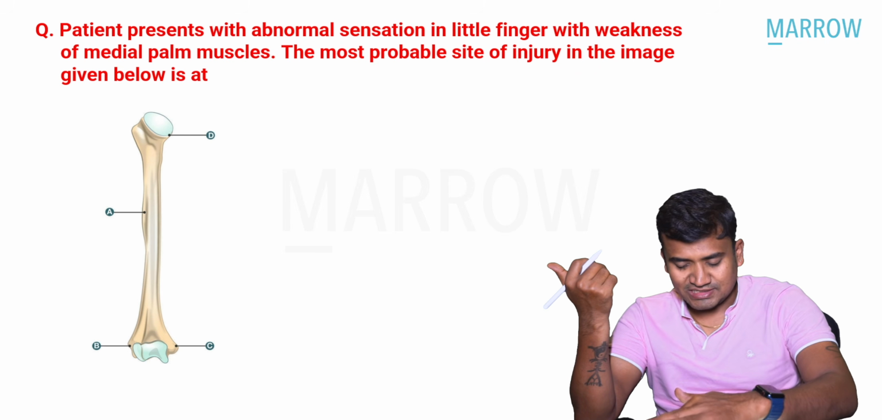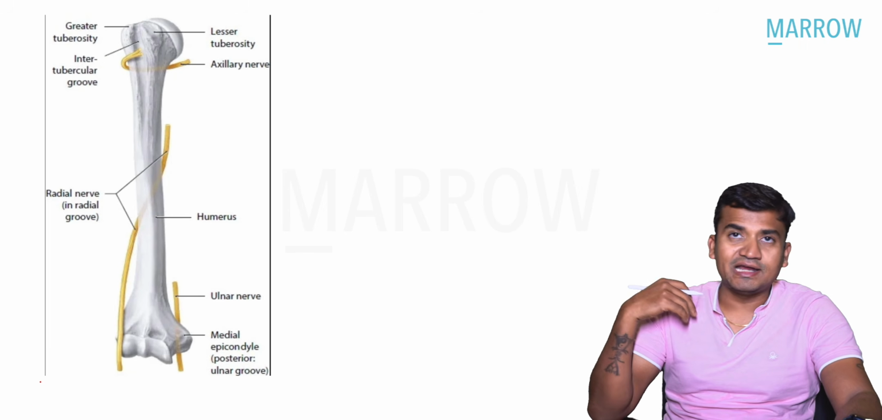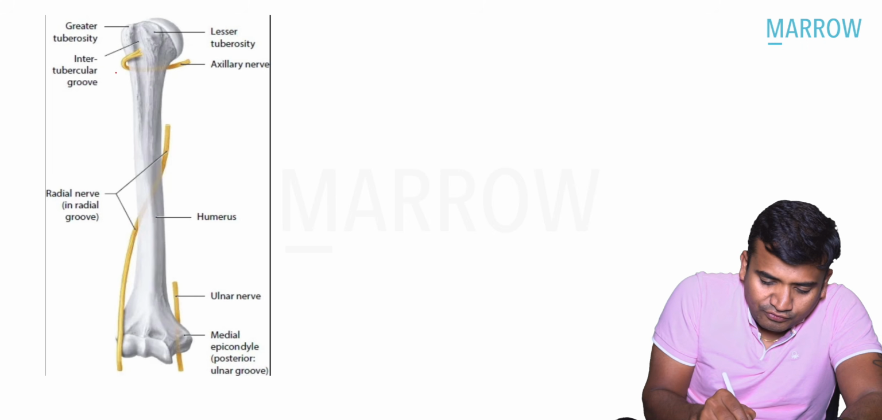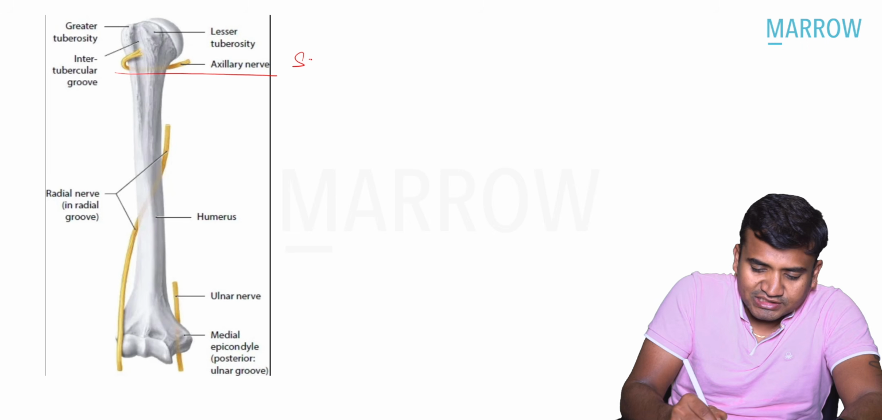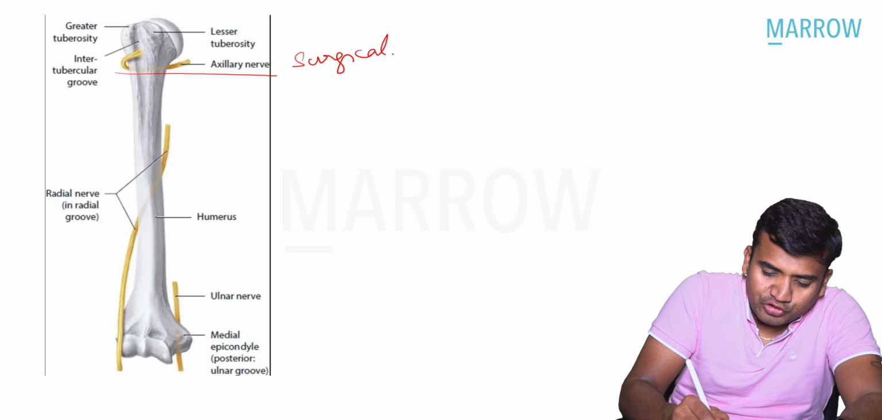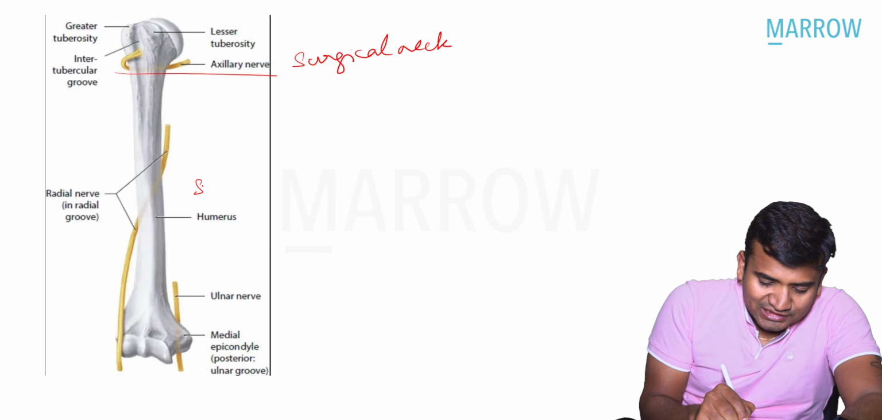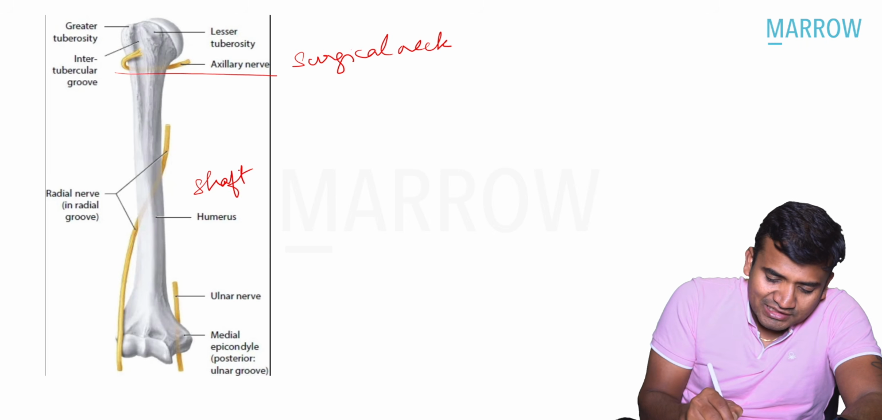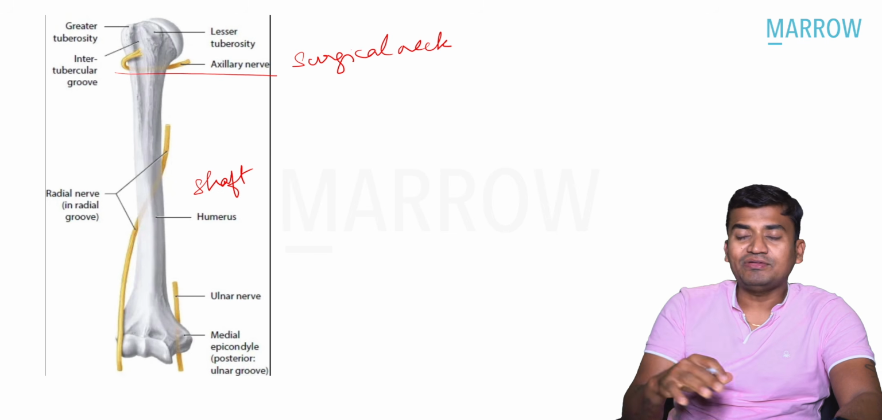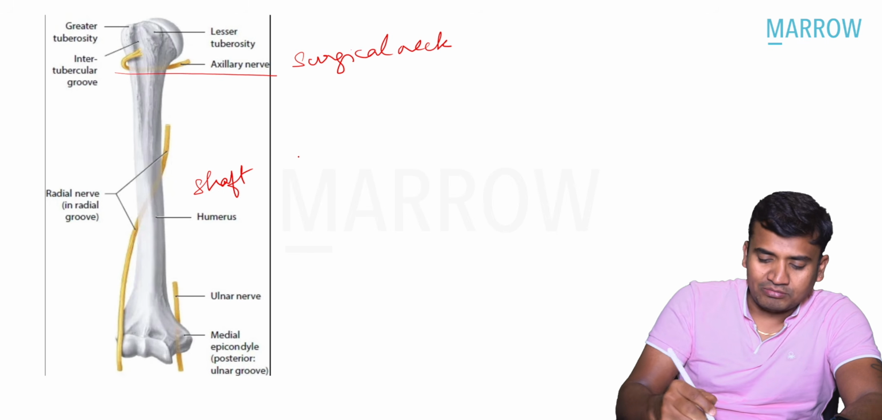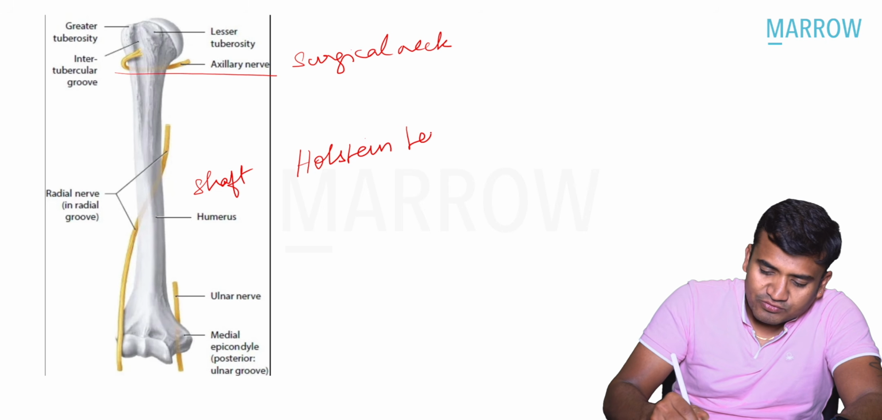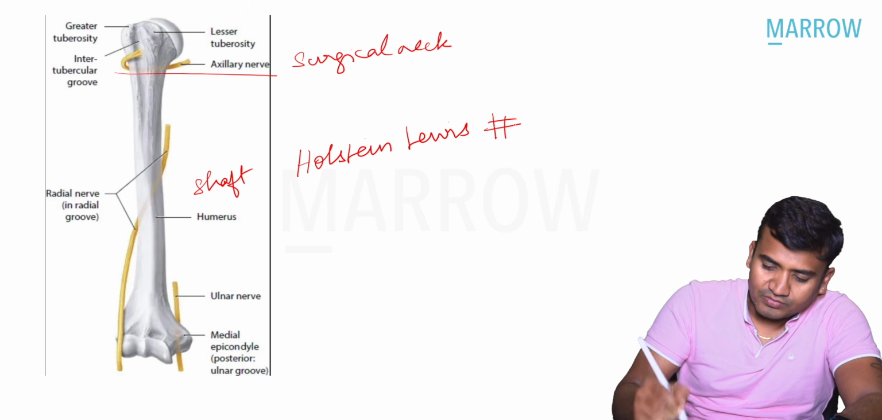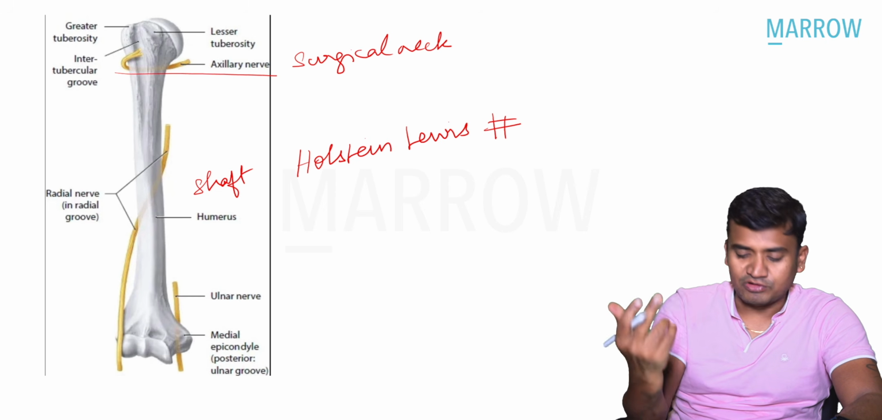Now this is the humerus diagram. The surgical neck of the humerus is related to the axillary nerve. In the shaft of the humerus, the radial nerve lies in the spiral groove. A shaft of humerus fracture with radial nerve involvement is called a Holstein-Lewis fracture.